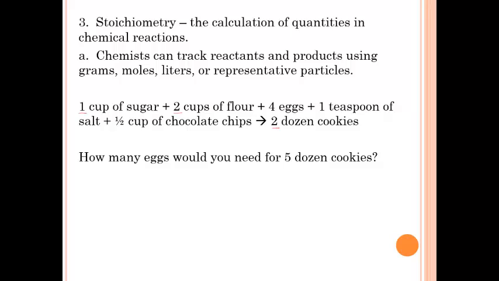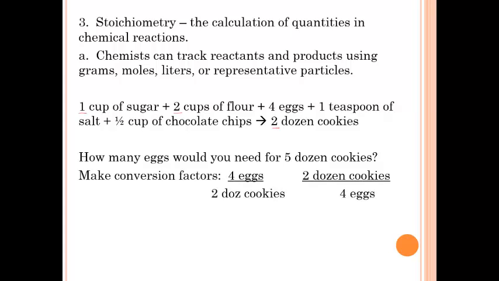And I want to know, my son needs 5 dozen cookies, not 2 dozen. He needs 5 dozen cookies for a class project. How many eggs do I need to make 5 dozen cookies? Well, we can use some conversion factors. We know that we need 4 eggs for 2 dozen cookies, or you can always reverse your conversion factors, flip them, they mean the same thing. For 2 dozen cookies we need 4 eggs.